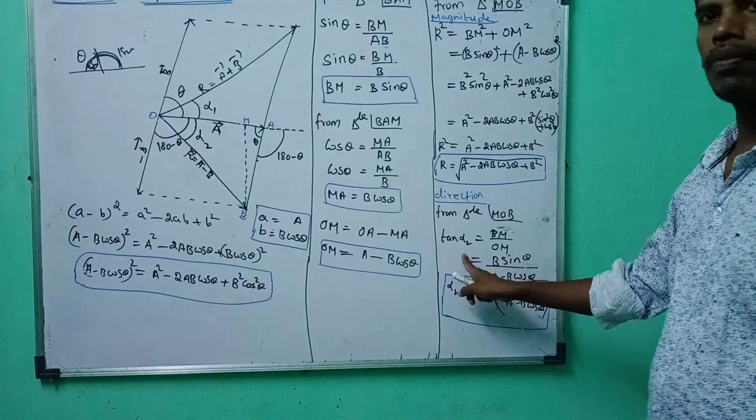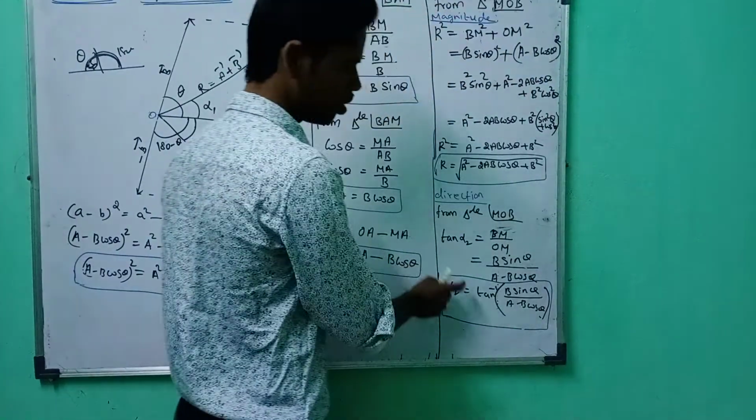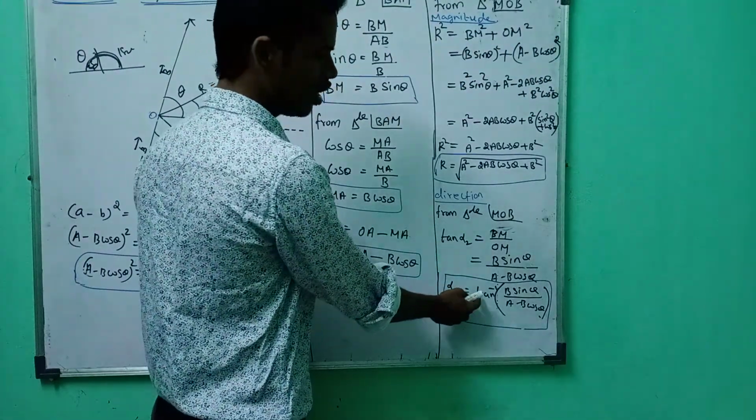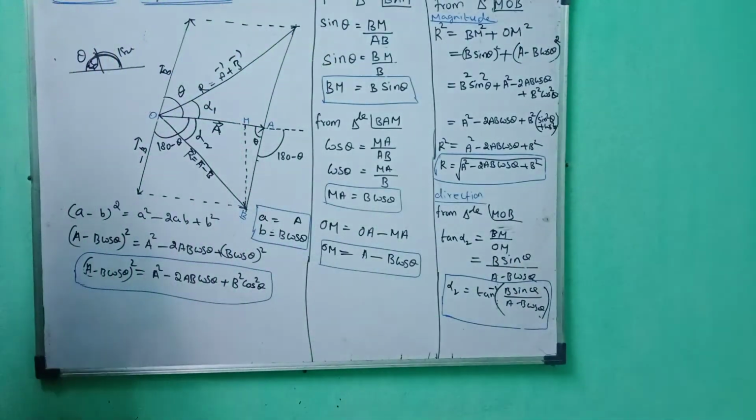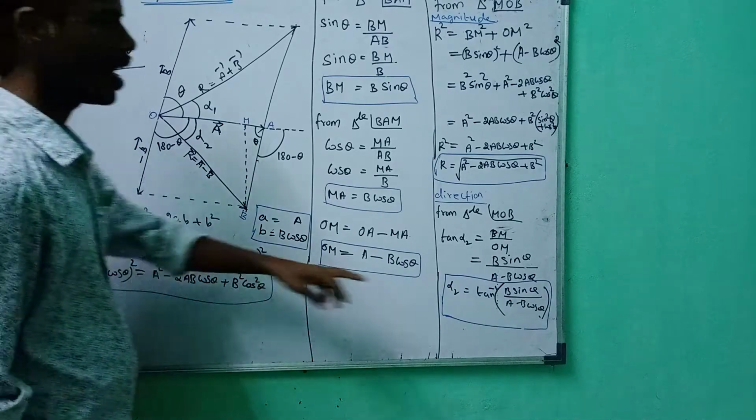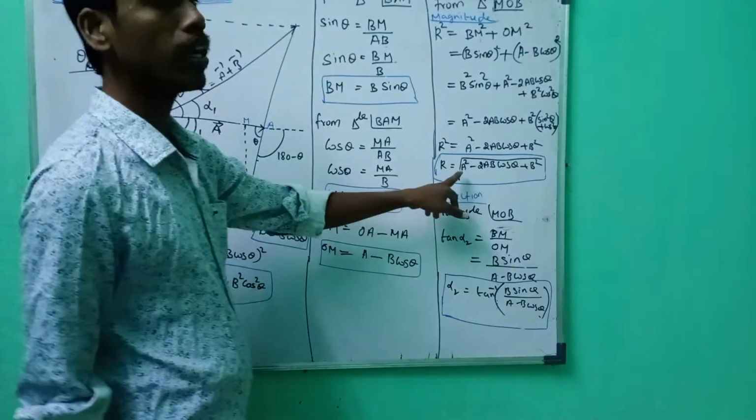I want only alpha 2. So alpha 2 equals, the term goes to this side, it will be tan inverse. So tan inverse of B sin theta divided by A minus B cos theta. So this is the direction of the vector, and this is the magnitude of the vector.